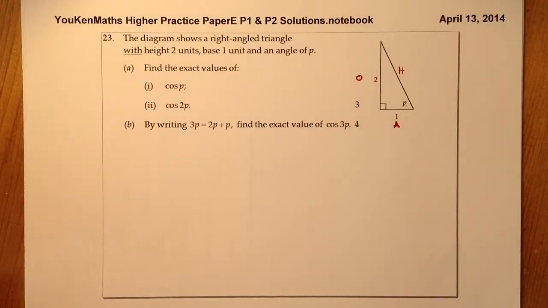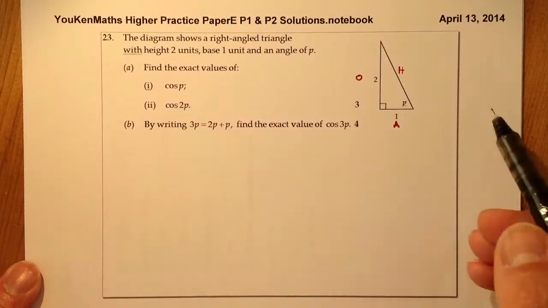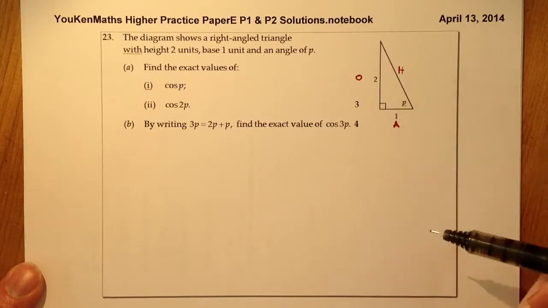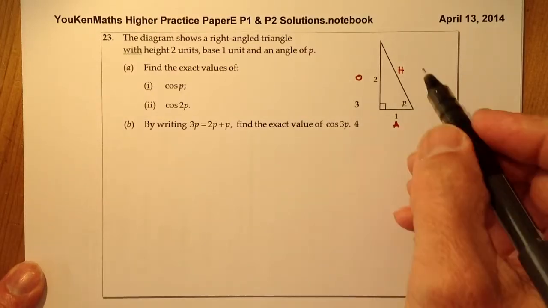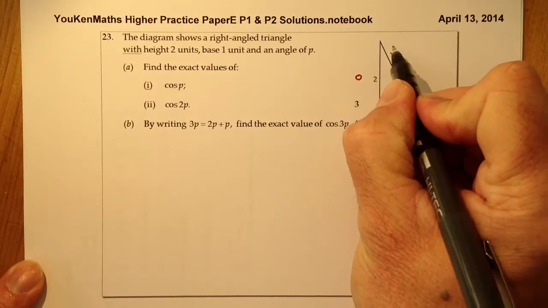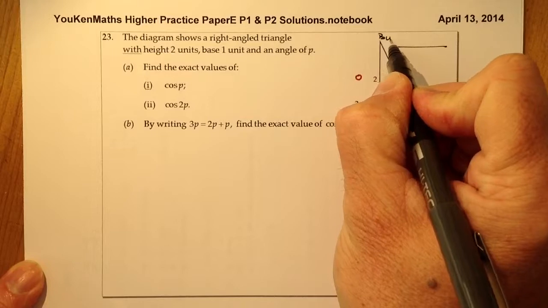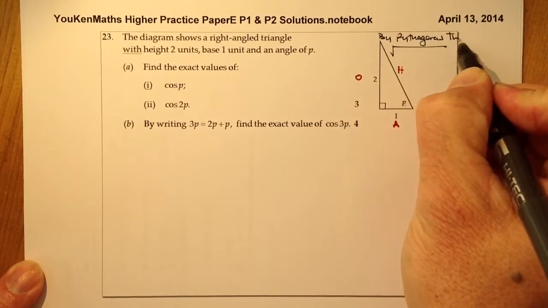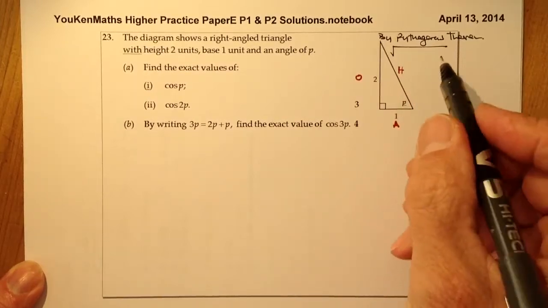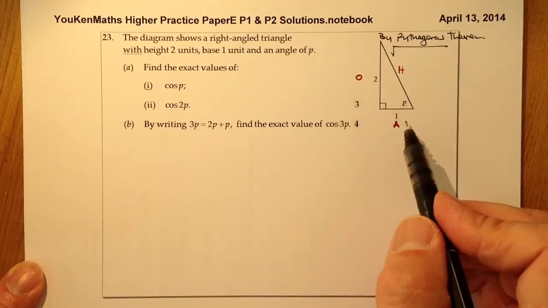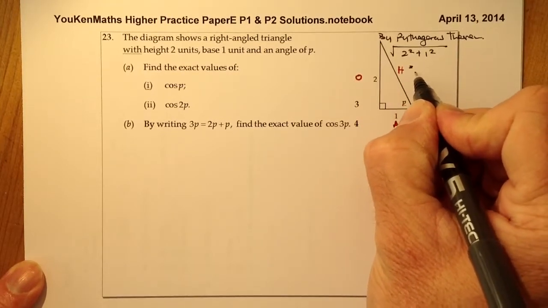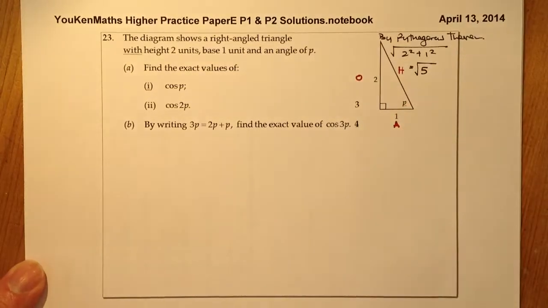What I'm looking for is cosine P, which is going to be equal to the adjacent divided by the hypotenuse. So I need to work out the side for the hypotenuse, and just by Pythagoras' theorem, that side there is equal to 2 squared plus 1 squared. That should give me the square root of 5. So the hypotenuse is the square root of 5.